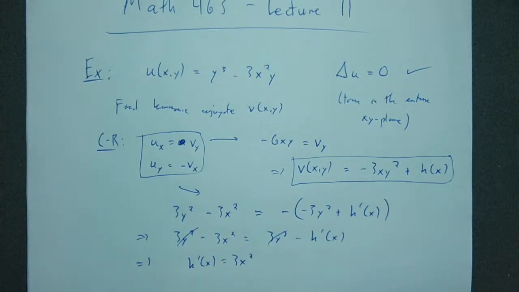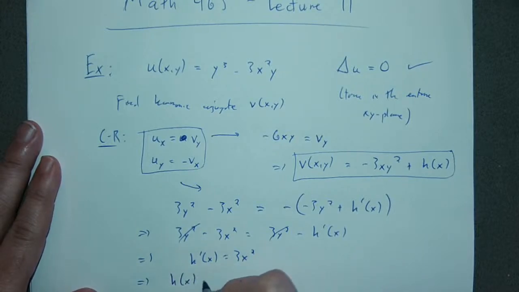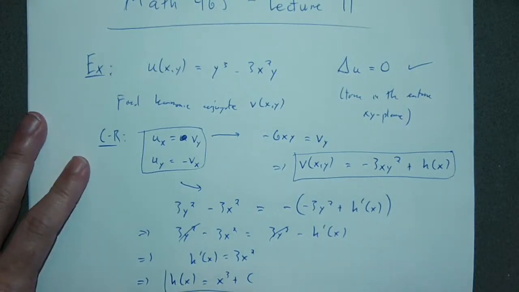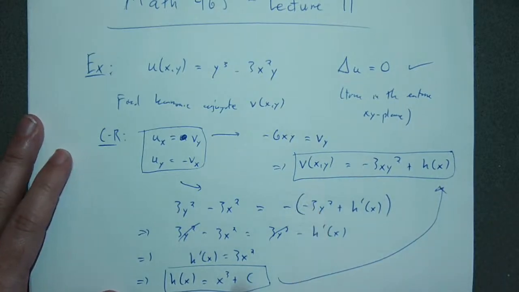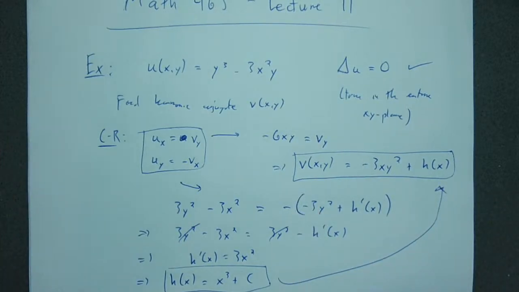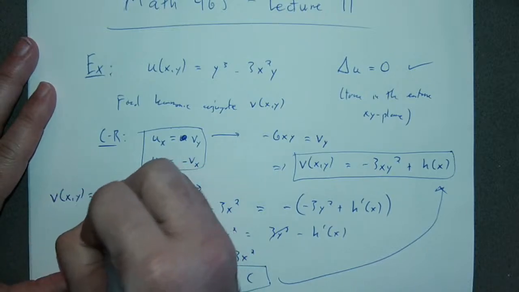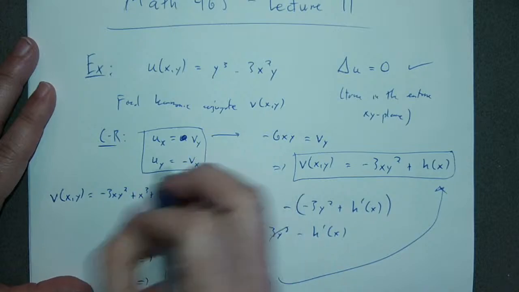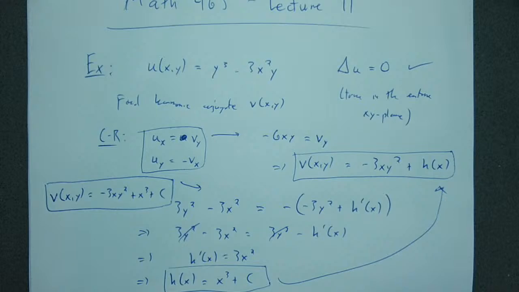Okay. So when I integrate with respect to x, I find that little h of x is x cubed plus some constant of integration, right? And any function of this form will work. So going back, this tells me the form that this harmonic conjugate would have to take. And so v of xy, which is minus 3xy squared plus x cubed plus a constant, this is the harmonic conjugate of u.